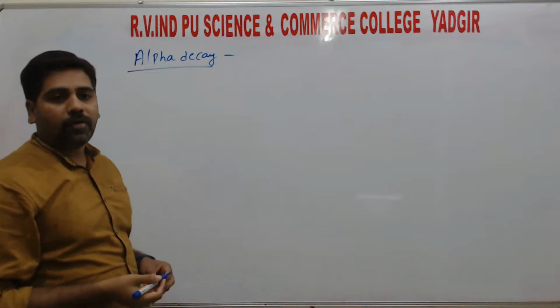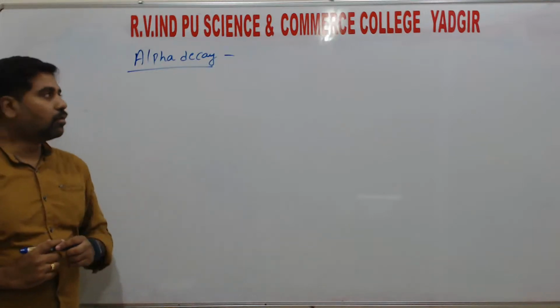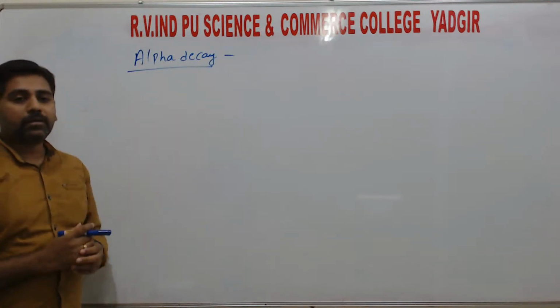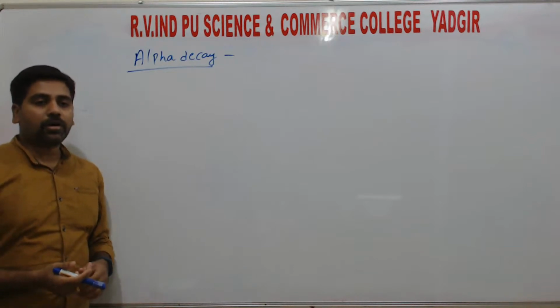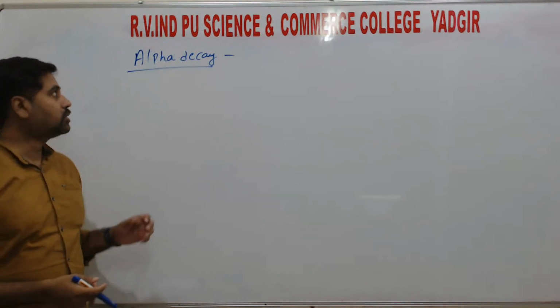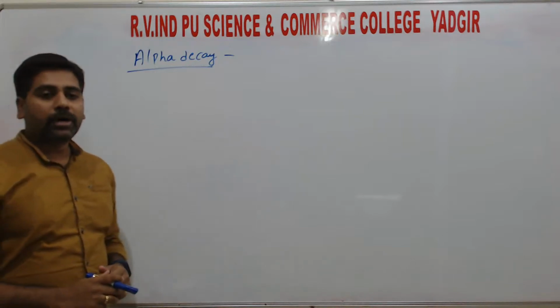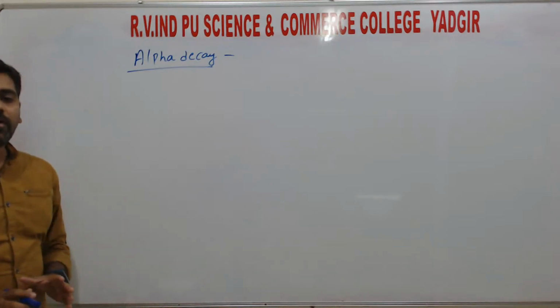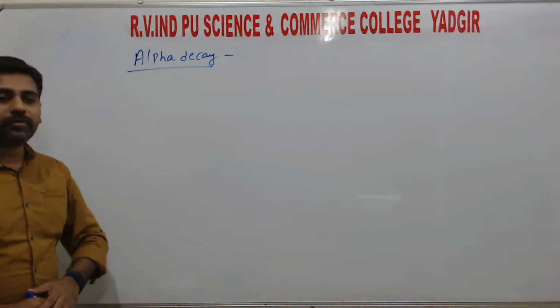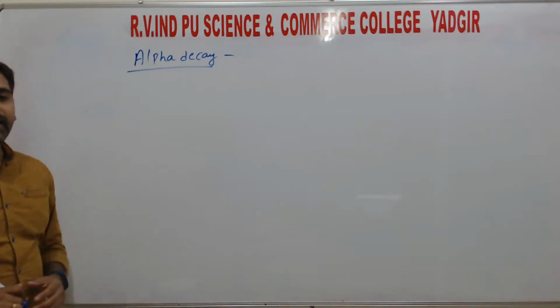So what is alpha decay? It is the emission of the alpha particle from the nucleus of the atom. That process is called alpha decay.